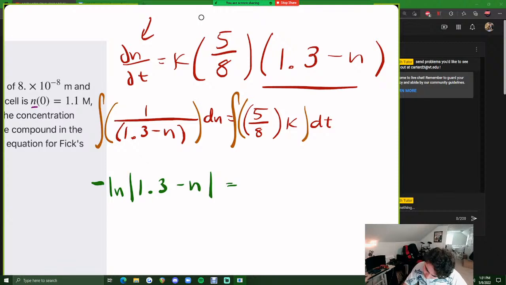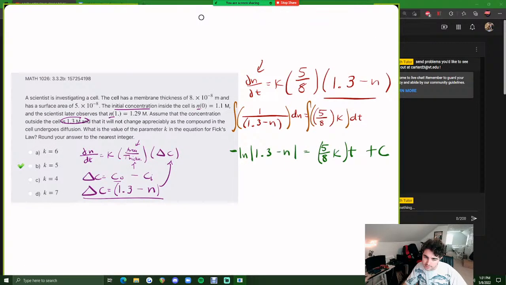So we're finding the antiderivative of 5/8 k with respect to t. So really 5/8 k is just a constant. And so all we do is tack on a t. We're treating it as if it were just like the integral of 4. That would be 4t. So 5/8 k is 5/8 k times t. And we'll go ahead and add our constant plus C.